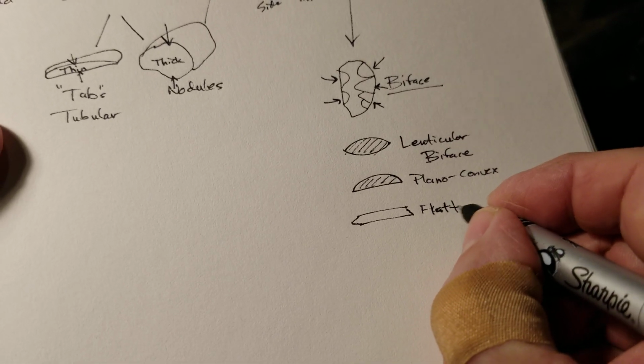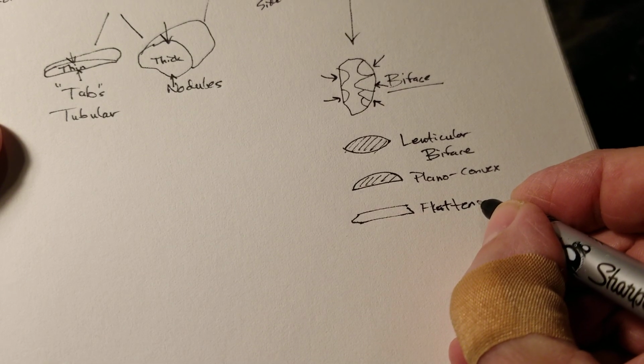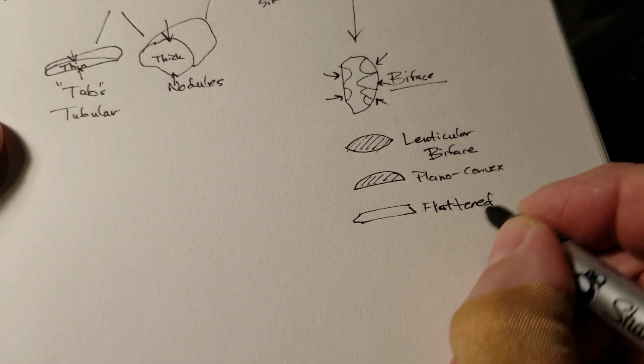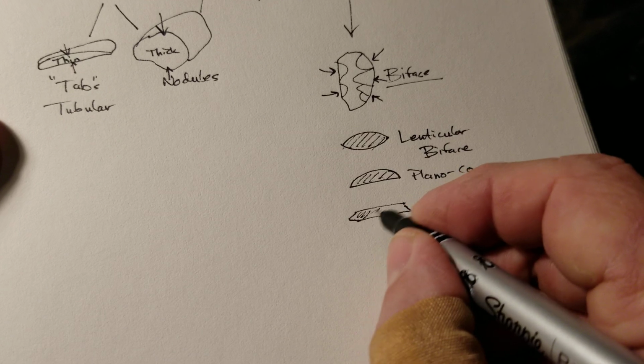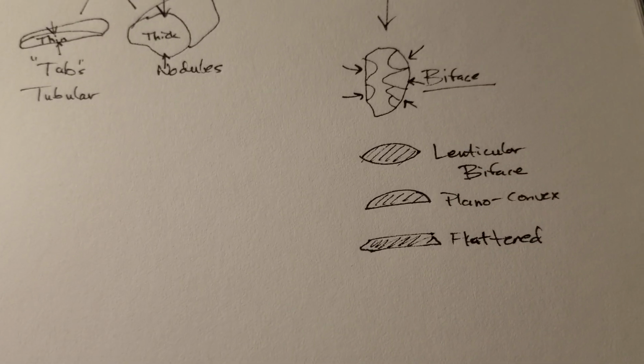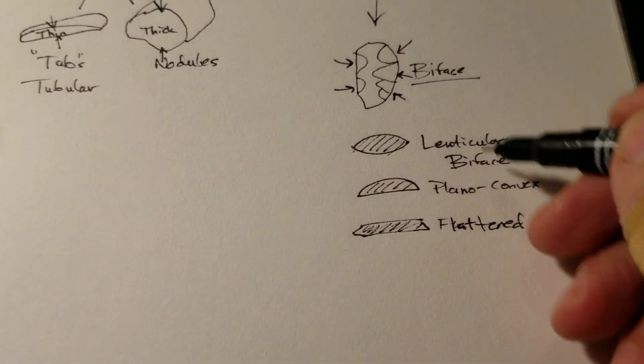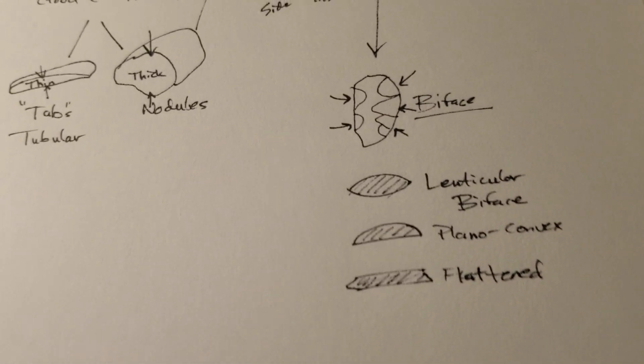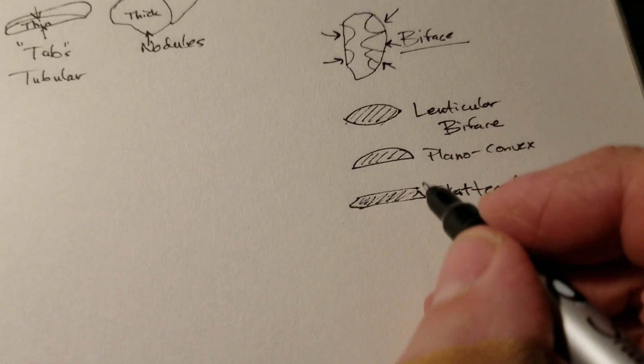I don't know if that's got two T's in it or not. Flattened cross section, when it's got two plano sides or flat sides, it's called flattened. All right. So these are the main ones that I can think of. There's some other ones too.